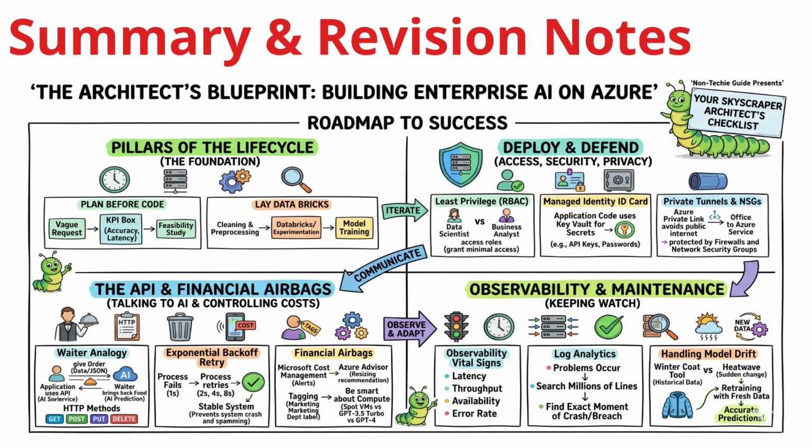We learned the art of communication, using the API waiter to handle requests while building in financial airbags to prevent budget-crushing cloud bills. Finally, we committed to constant observability, monitoring the vital signs of our live systems and retraining our models to overcome the inevitable challenge of model drift. Together, we moved from being simple coders to becoming architects capable of building AI that lasts.